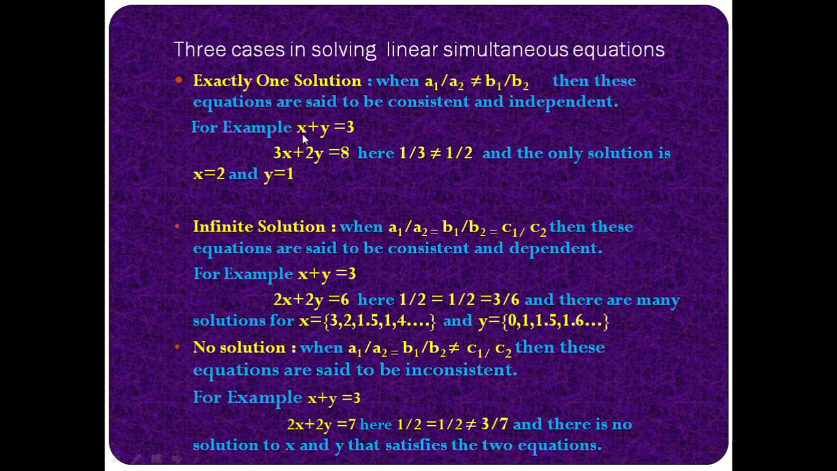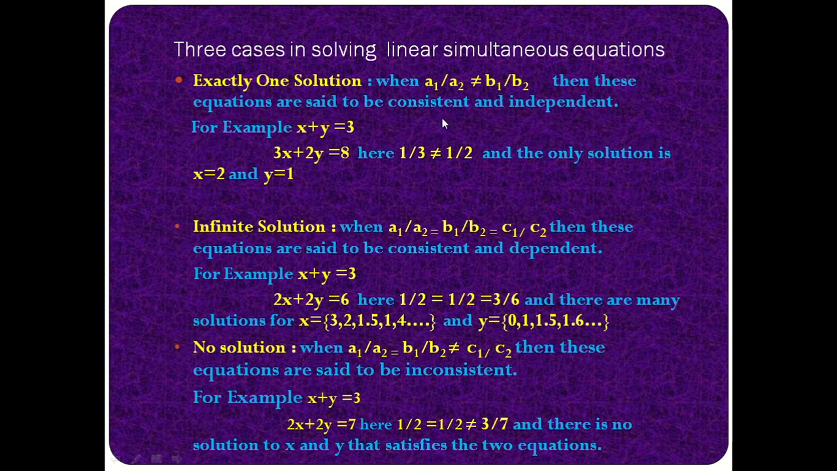For example, x plus y is equal to 3, 3x plus 2y is equal to 8. So what is a1 here? 1. What is a2 here? 3. So a1 by a2 is 1 by 3. Then what is b1 here? b1 is 1, b2 is 2, so b1 by b2 is 1 by 2. a1 by a2 is not equal to b1 by b2. Then we can say that these equations are consistent and independent.